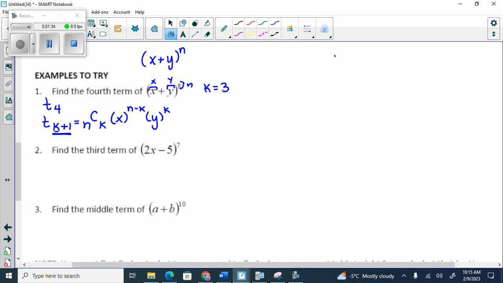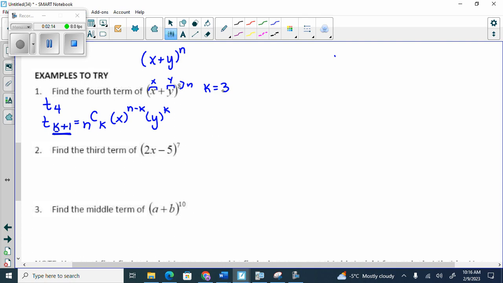How many total terms does this binomial have? It's (x + y) to the 8. How many total terms? Yeah, 9. So it was one more, because we start at k equals 0 and we go to k equals 8. So k equals 0 to k equals 8 is 9 terms, right? So you always have one more. If you forget, think about (x + 2) squared. (x + 2) squared would get you x squared plus 4x plus 4. It would get you 3 terms, right? So (x + y) to the 8 would get you 9 terms. It's just one more. All right?